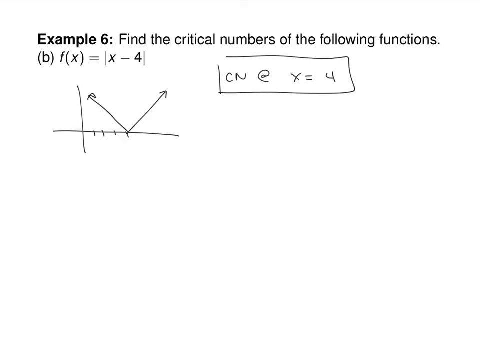So you don't actually have to do any calculus. You can just say, okay, absolute value is a V, and if the point happens at this place, that's where the derivative is undefined, right? And so because f prime is undefined at x equals 4, that's a critical number.